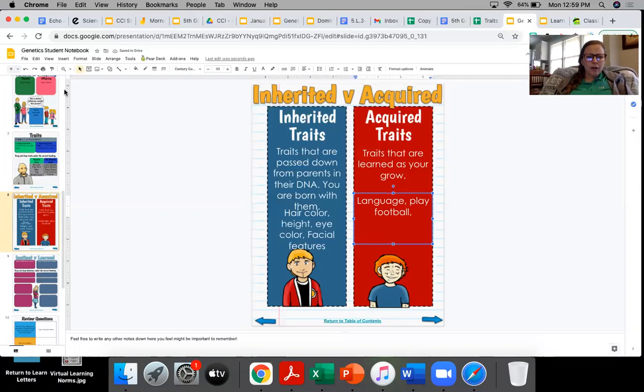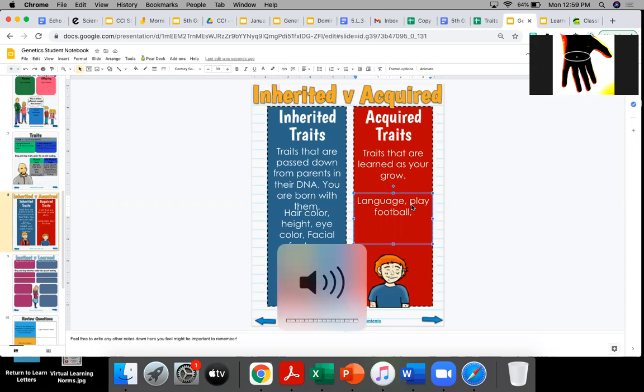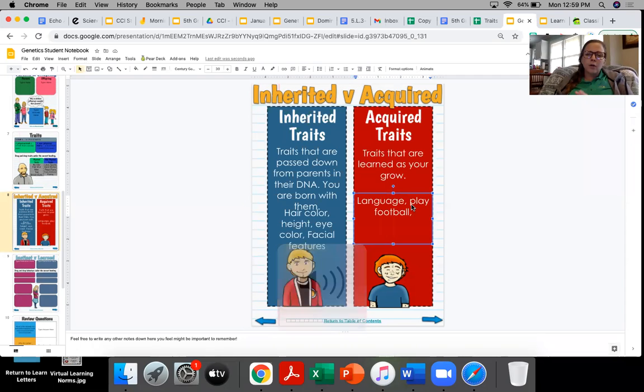Let's see, some acquired traits. What are some traits that we can learn? Harlem, what's a trait we can learn? Can you please repeat the question? My brother was being loud. Okay, so acquired traits are traits that we learn as we grow. So what is a trait? What is an example of an acquired trait? A trait that you can learn?